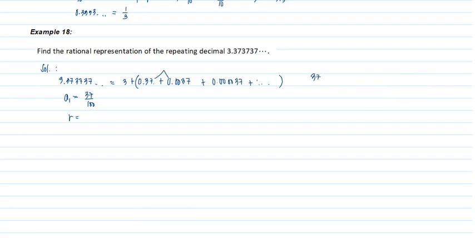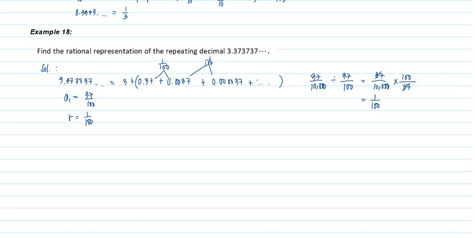So 37 over 10,000 divided by 37 over 100. And then it would give you 37 over 10,000 times 100 over 37. Tapos yung 100 divided by 10,000 is just going to give us 1 over 100. So it's going to be 1 over 100 for the common ratio. So dapat ganyan. So it's going to be 1 over 100, and it's going to be the same thing with this one, 1 over 100.